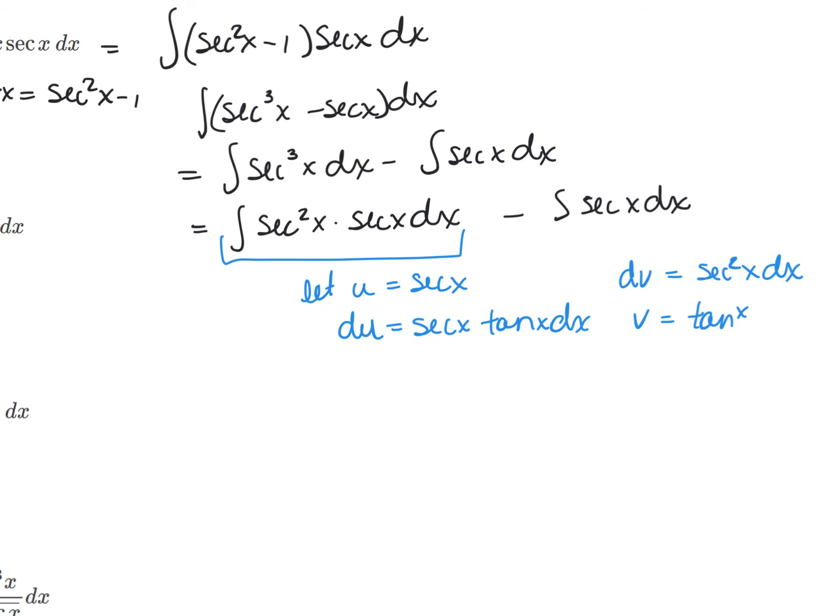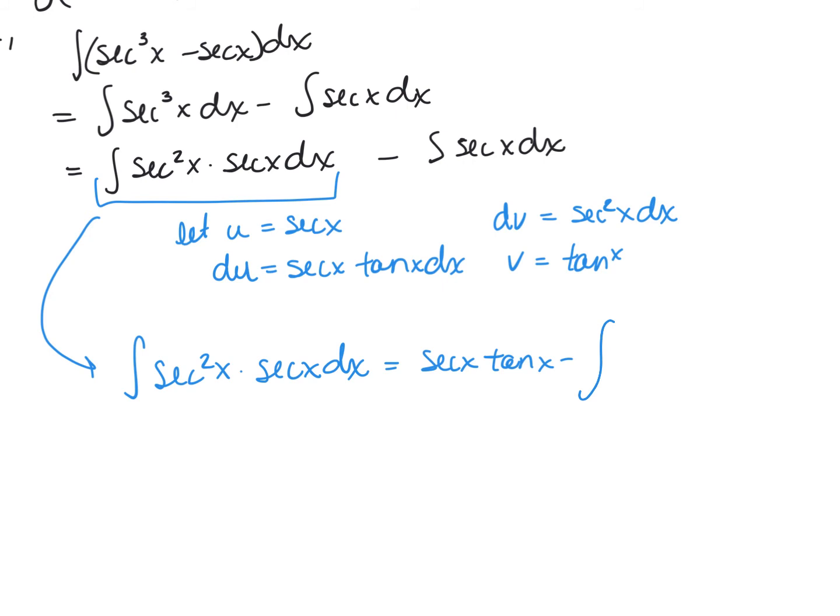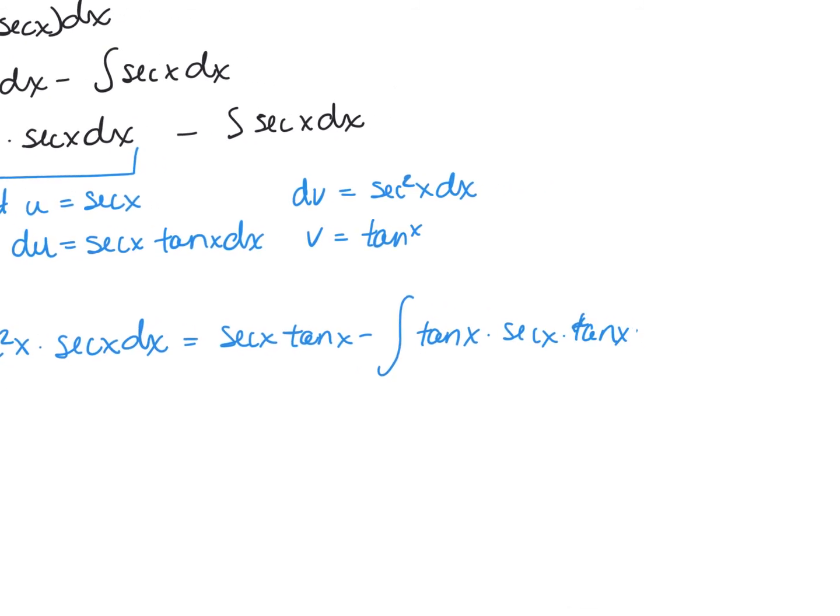So just focusing on this first integration part. This is going to be the integration of the secant squared of x multiplied by the secant of x dx, which is going to be equal to, by parts, the secant of x, the tangent of x, minus the integration of the tangent of x multiplied by the secant of x multiplied by the tangent of x dx. So we know that this piece then becomes the integration of the tangent squared of x multiplied by the secant of x dx.